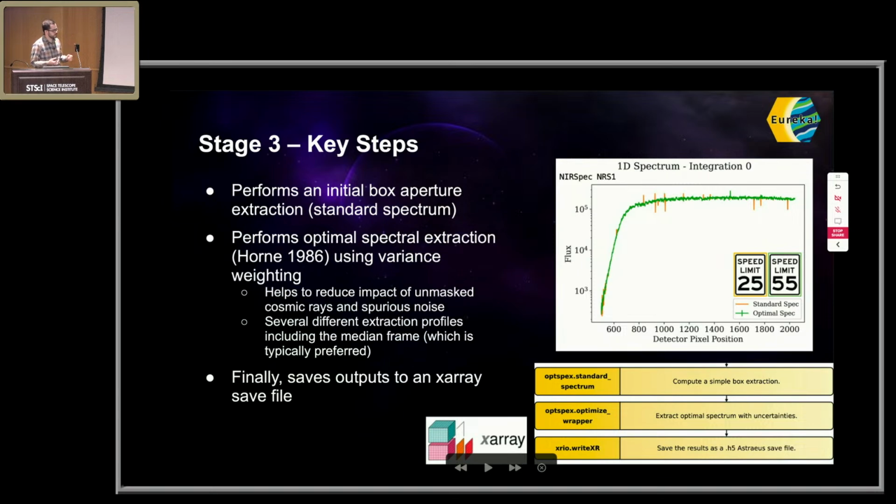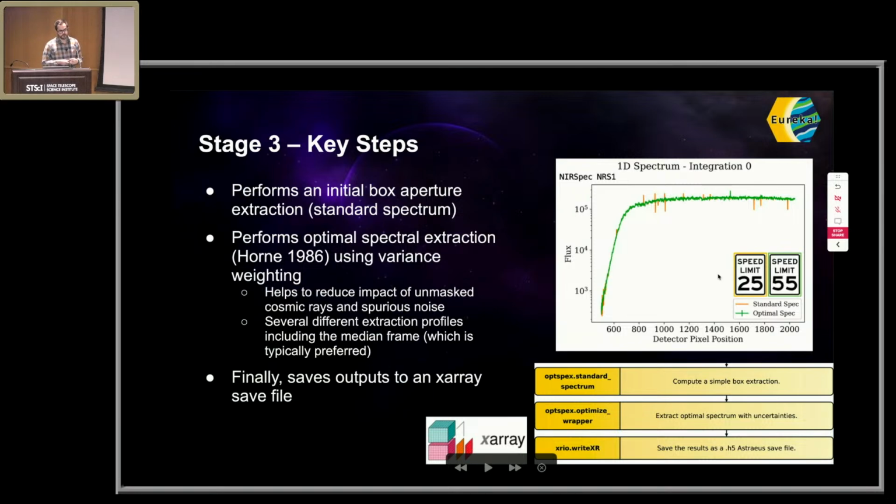Finally, we get to the spectral extraction stage. We first do a simple, initial box aperture, which creates the orange spectra here. And then, as shown by the speed limit analogy, driving along that road, you have a couple speed bumps and a couple potholes, and you want to go pretty slow over that. But when we break out optimal spectral extraction to extrapolate or interpolate over bad pixels, this significantly reduces those kind of noise spikes in our observations.